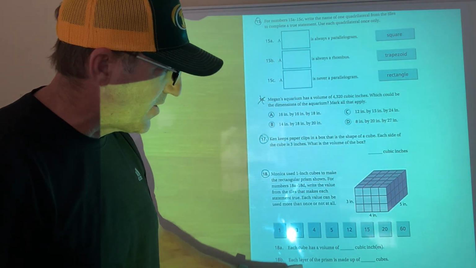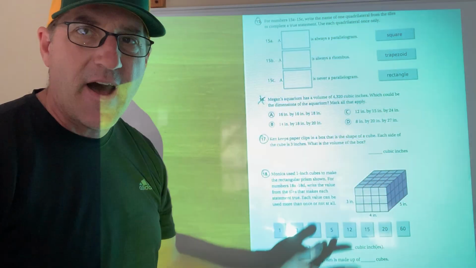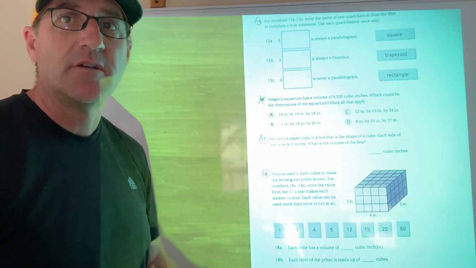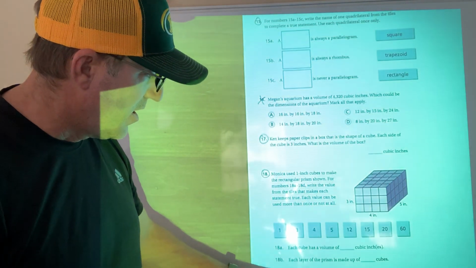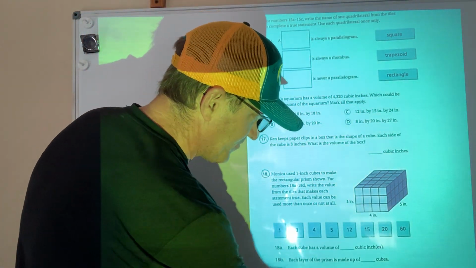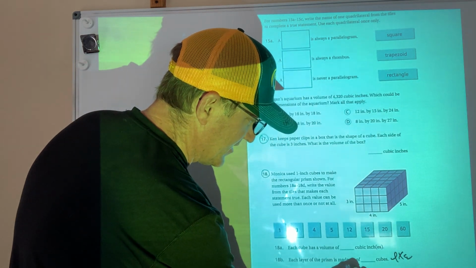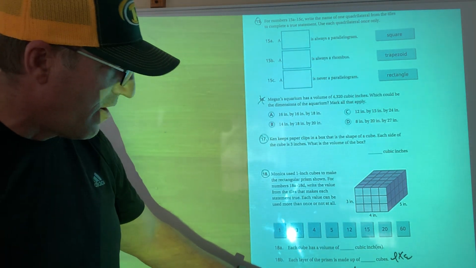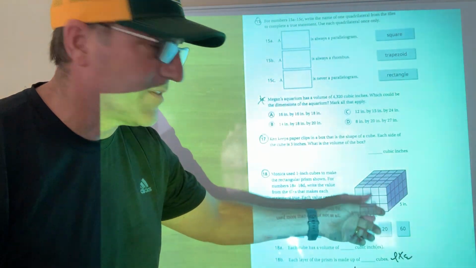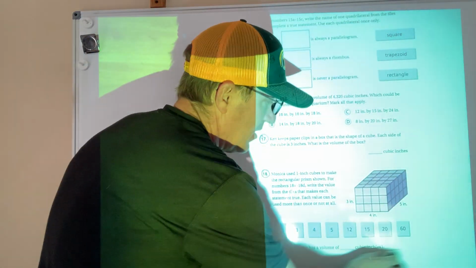Each layer of the prism is made up of how many cubes? Well, that's the bottom layer. 4 rows of 5, right? That's the length times width. That's the base of the rectangular prism. What's 4 times 5? It's 20, right? So, boom. How many layers of cubes? That's going to be my height. So this is length times width. This is height. And then the volume of the prism is all of that multiplied out, right? Length times width times height. So you've got that all day. Okay, let me go to the last page.